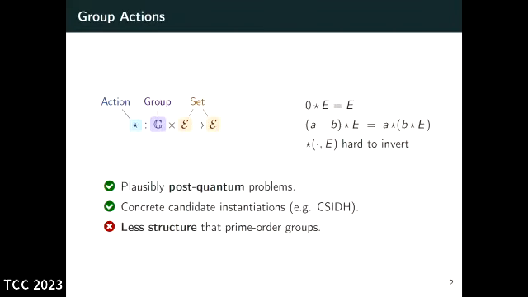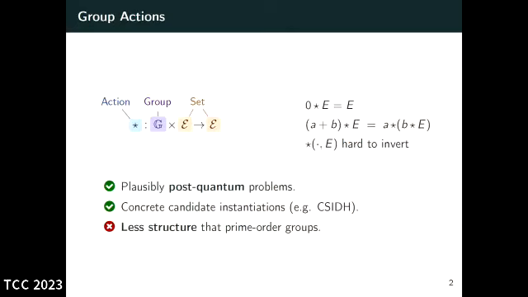Let me first define what group actions are. A group action is a binary operation between a group and a set that is distributive with respect to the operation in the group and is supposedly hard to invert. We are all familiar with examples of group actions, one being, for instance, the scalar multiplication in prime order groups. Although that is not post-quantum secure, of course, because of the Diffie-Hellman problem. And we study group actions because they are supposed to give rise to post-quantum hard problems.